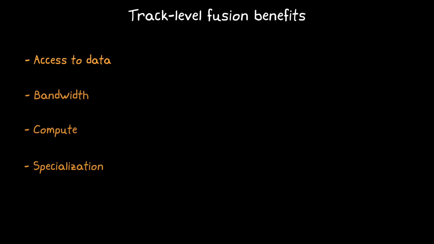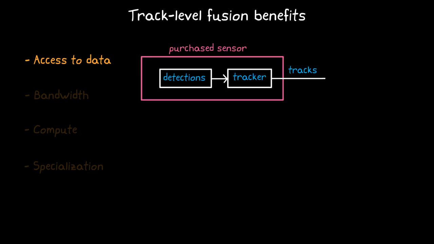Track-level fusion can be beneficial if you're worried about access to data, bandwidth, compute capabilities, and specialization. Let's start with access to data. You may be forced to use a track-level fuser if you don't have access to the raw sensor data. And this might be the case if you buy a sensor that has a fusion and tracking algorithm built into it. For example, you might have a LiDAR system that doesn't return a point cloud, but instead is capable of tracking some number of objects in the scene and returning the tracks for each of them.